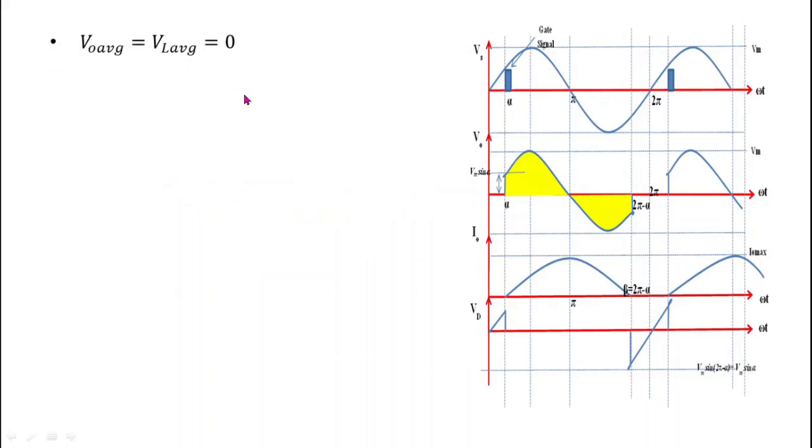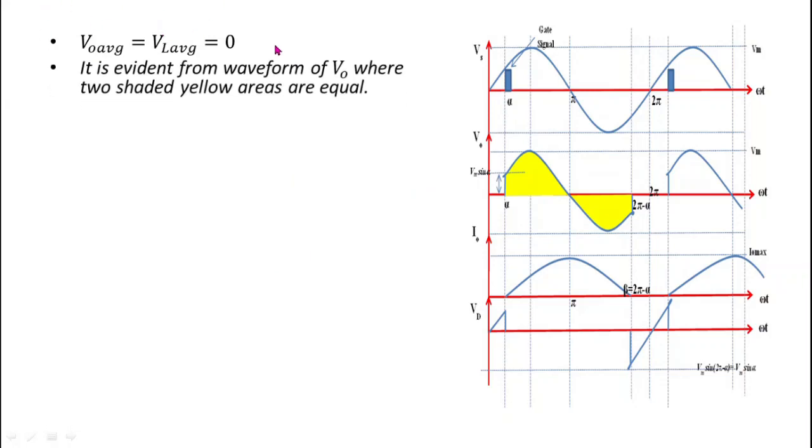We know that the average voltage across an inductor is equal to 0. That's why V naught average is equal to 0. It is evident from the waveform of V naught, where the two shaded yellow areas are equal. That's why we can say that the average of this waveform is equal to 0.